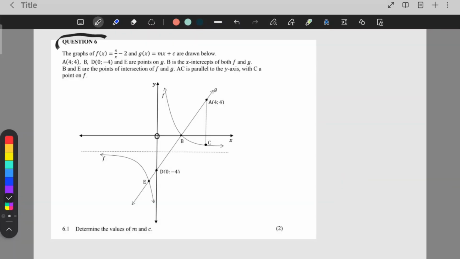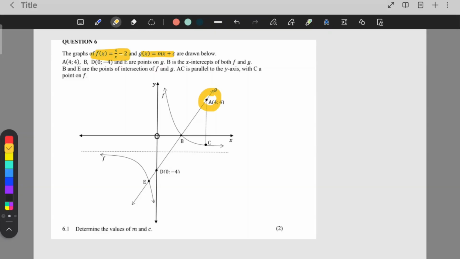Okay, let's look at question 6. Question 6 says the graph f of x. So the graph f of x is this one. So when x is in the denominator, like that, that's a hyperbola. And g of x is mx plus c. That's a straight line. They are drawn below.